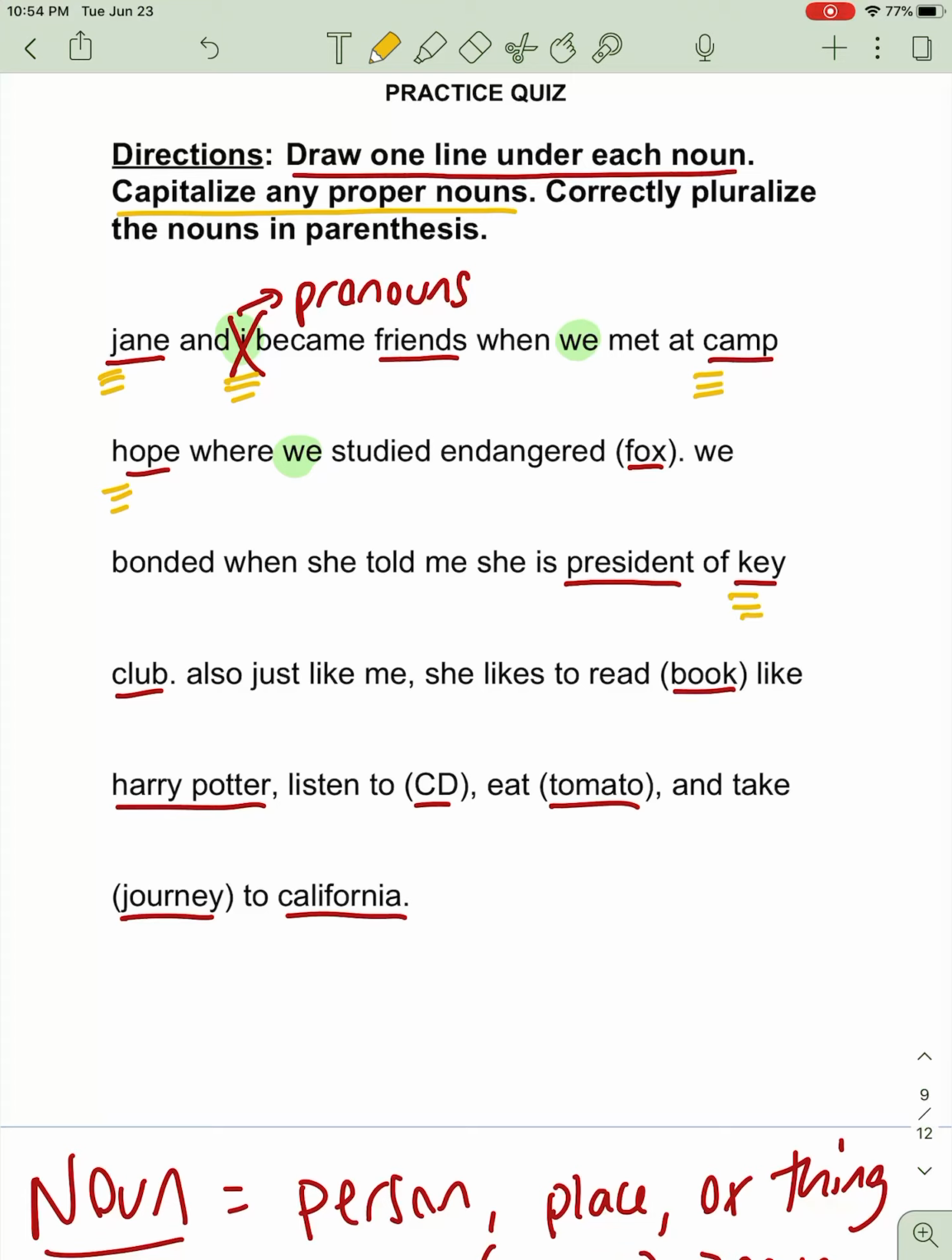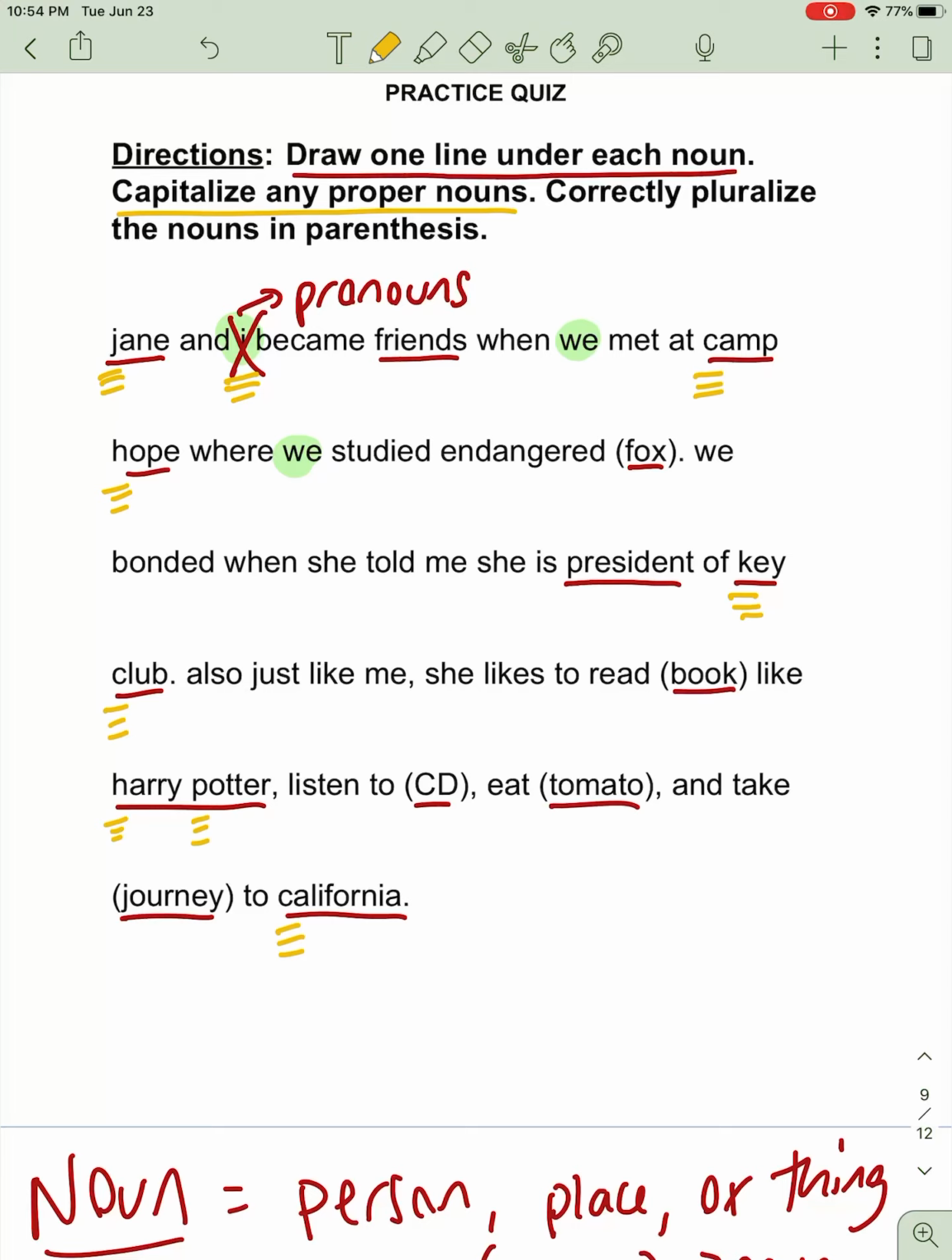Next up, we see Key Club. Again, if I just said club, I wouldn't capitalize it. But because I say Key Club, it's a specific thing here, and it needs to be capitalized. Same thing with Harry Potter. I'm talking here about a specific book, and so it needs to be capitalized. And then last but not least, we see California, which is a specific state and needs to be capitalized.